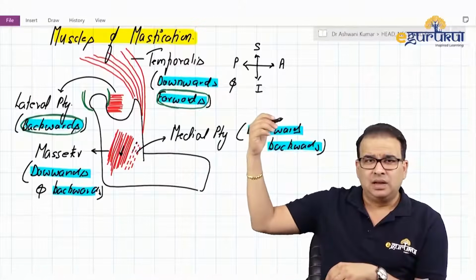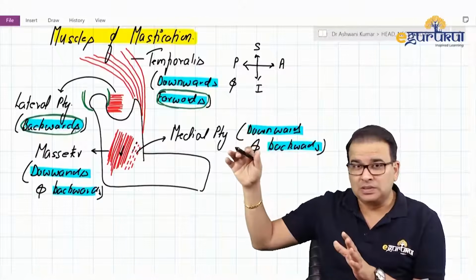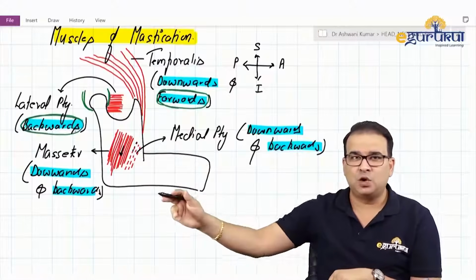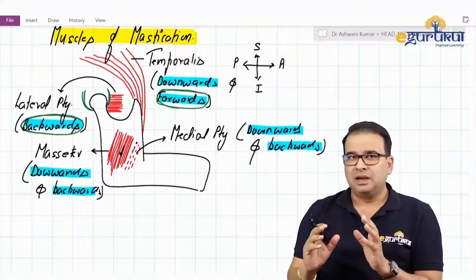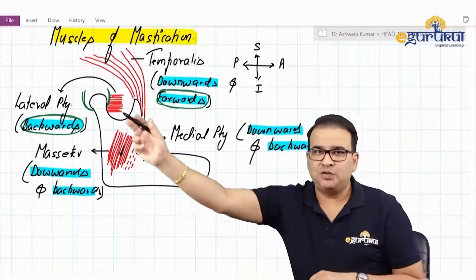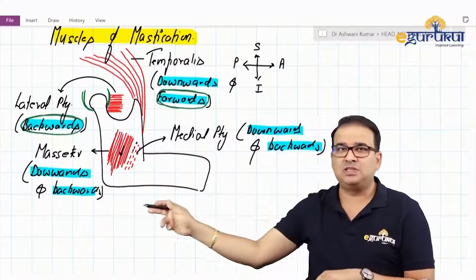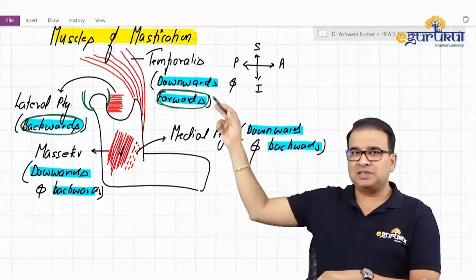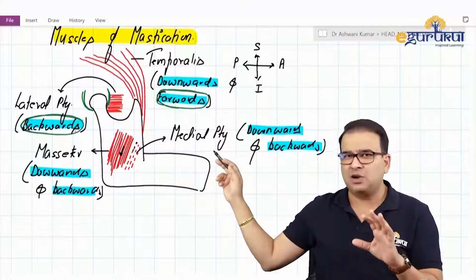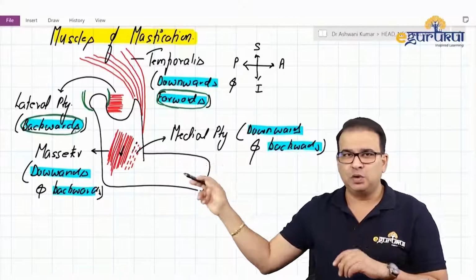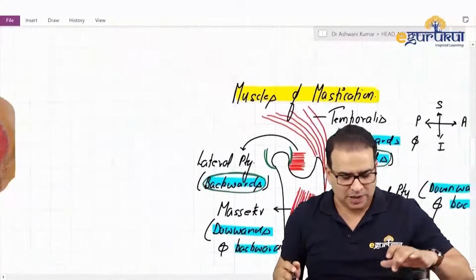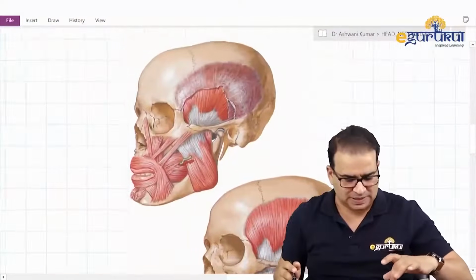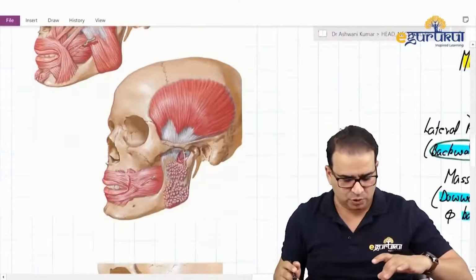Downwards, well, which muscle is not going downwards? This is downward, this is downward, this is downward. Lateral pterygoid is not going downward. That means there has to be something different about the action of lateral pterygoid in comparison to these three muscles. Because all these three muscles are going downward, they must be having something common in their action which will be different from lateral pterygoid. Let's look at the picture of all these muscles and then try to look into those details.